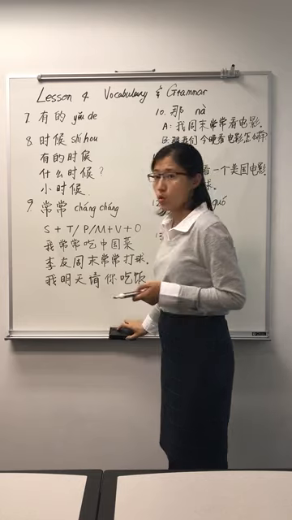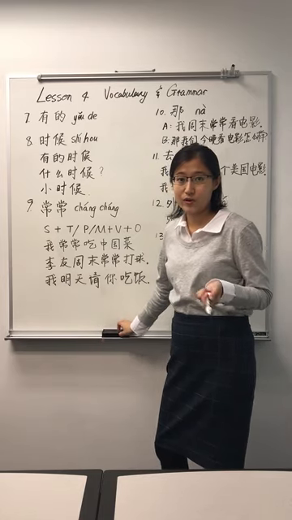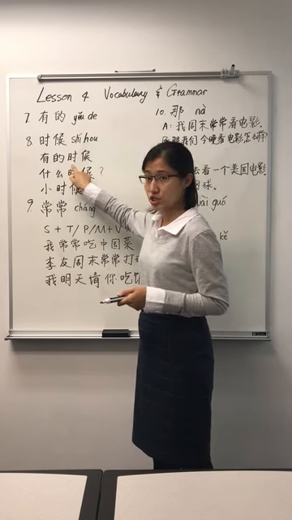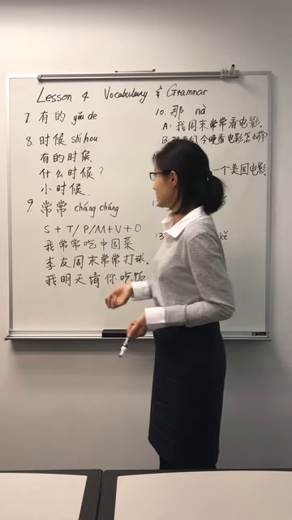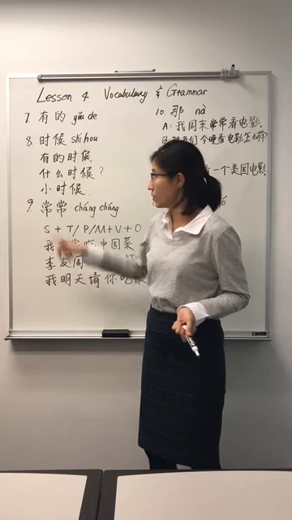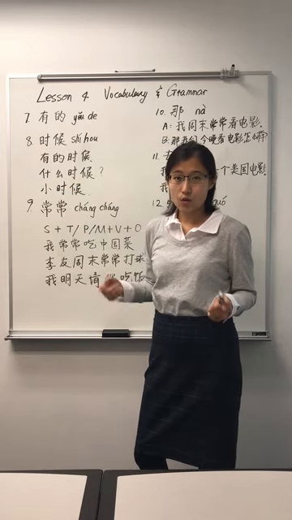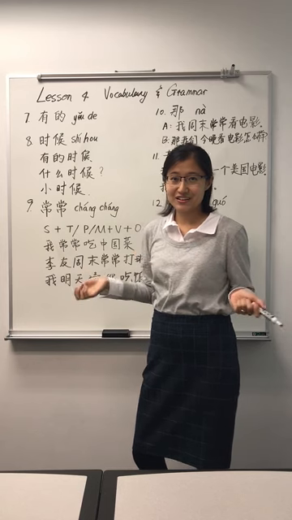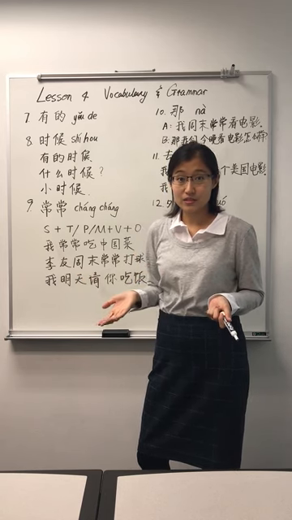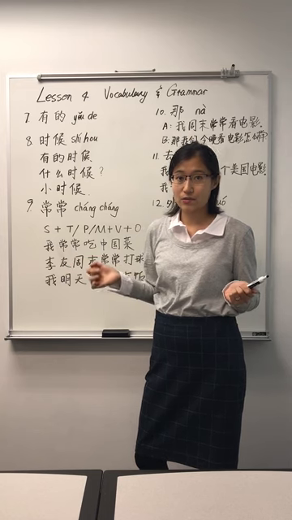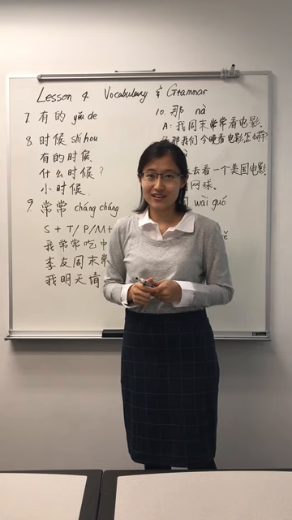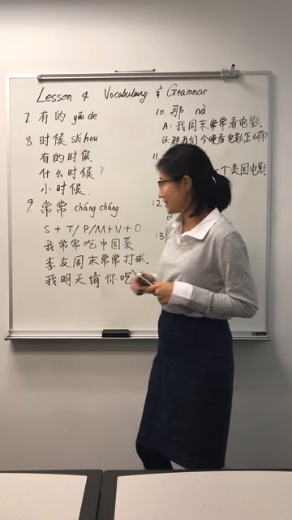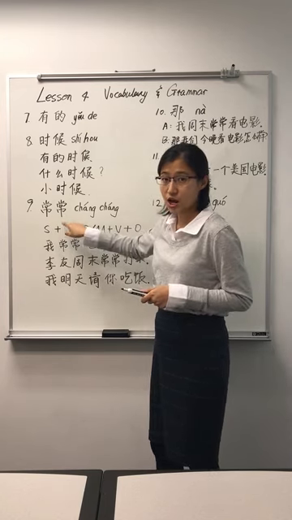Next one is 时候. 时候 means moment, a duration in the time or a point in the time. For example, 有的时候 means sometime or sometimes. 什么时候, we learned this. What time or when? 小时候, little time. It doesn't mean little time or short time. That means childhood, when I was young, I can say 我小时候. Next one is 常常. 常常 means often.